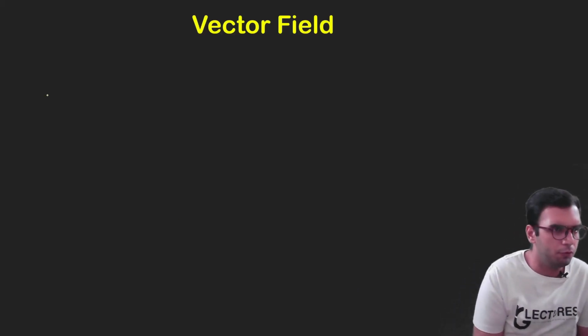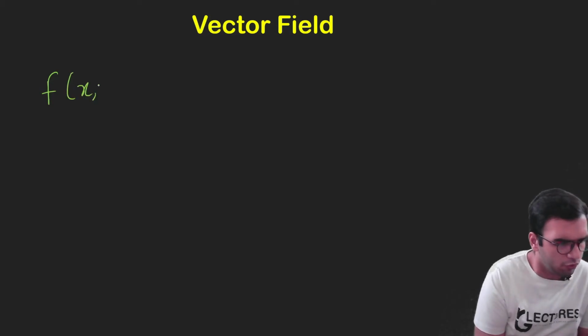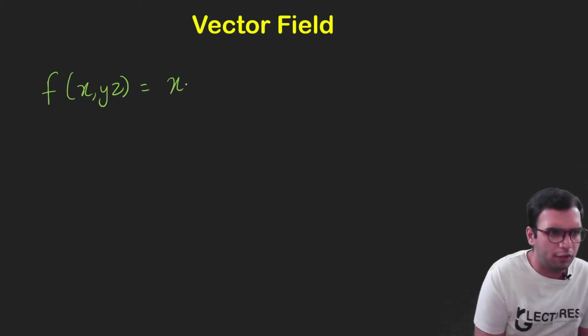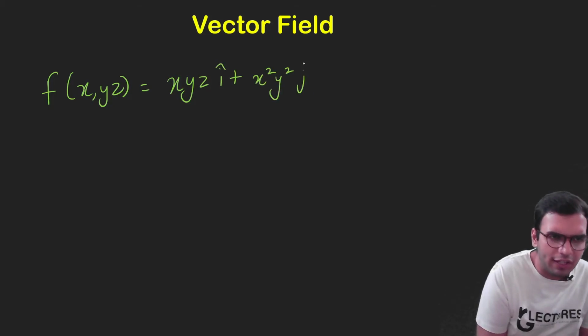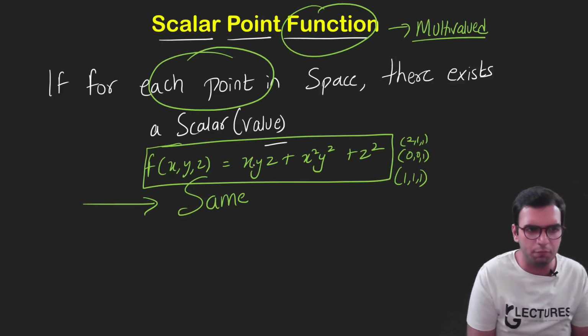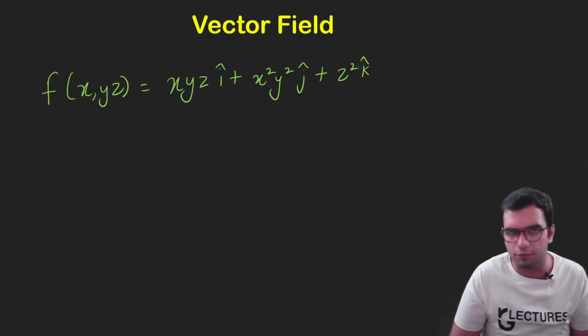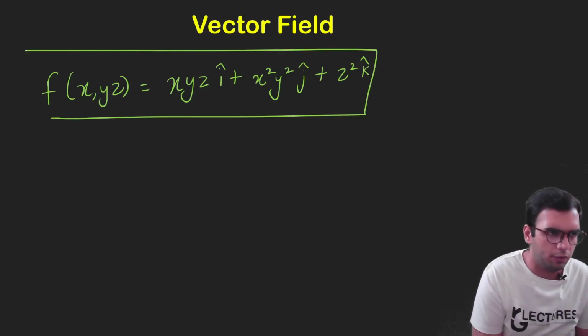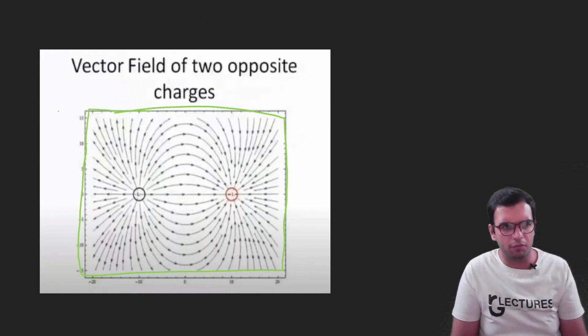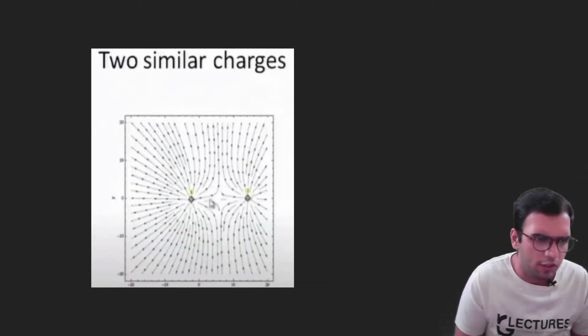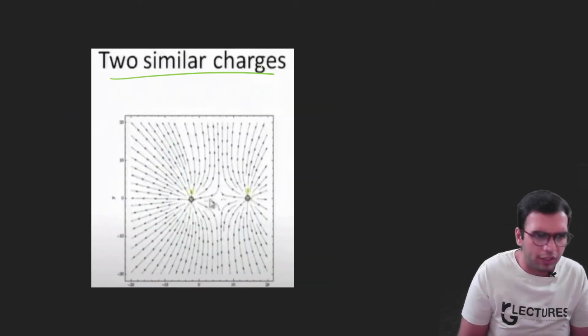For example, if we want to see the mathematical formality, I have a function here, f of x, y, z equals xyz i cap plus x square y square j cap plus z square k cap. It is the same function which we considered in the scalar case, but I am just adding i cap, j cap, k cap. So now this becomes my vector point function. I don't think there is much to explain. Similarly, this is also a vector field, right?